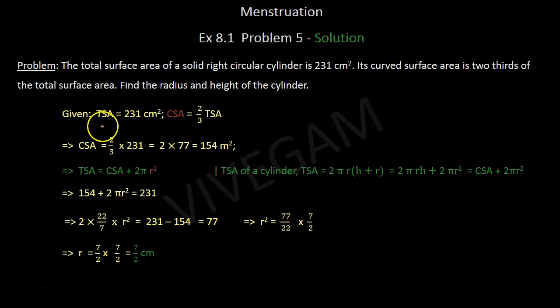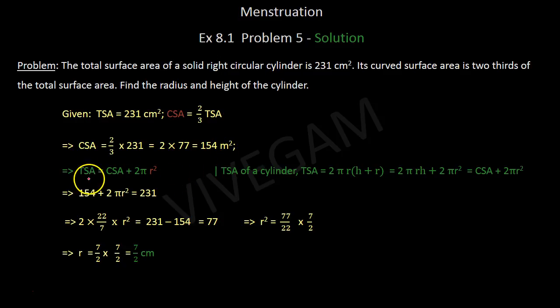The solution: given TSA equal to 231 centimeter square. CSA is given as 2/3 TSA. So CSA will be equal to 2 by 3 into 231. 3 will go 77 times, and 77 into 2 is 154 centimeter square. That is the curved surface area.